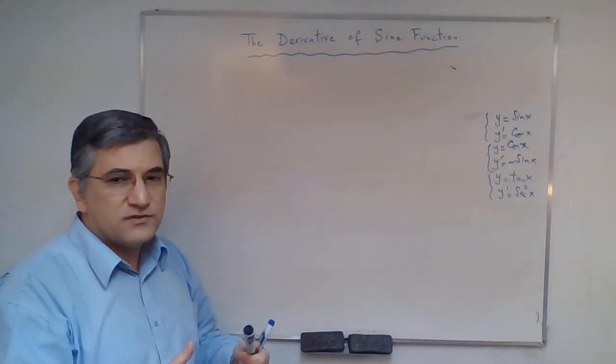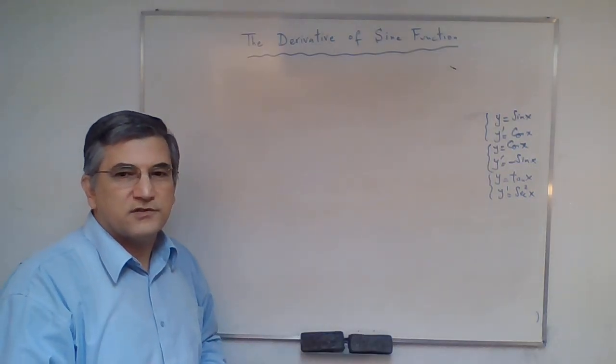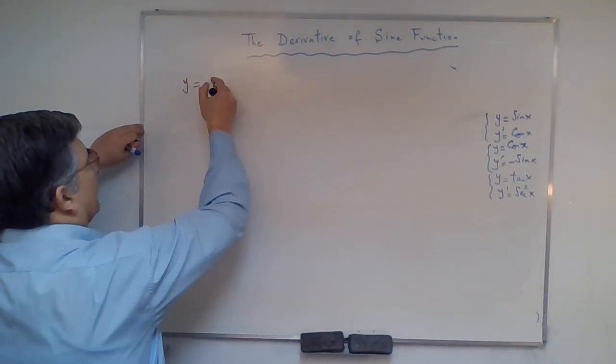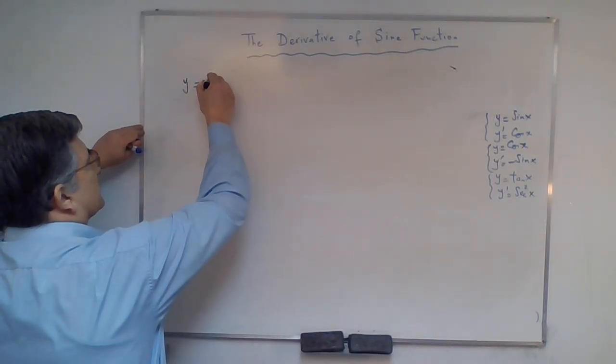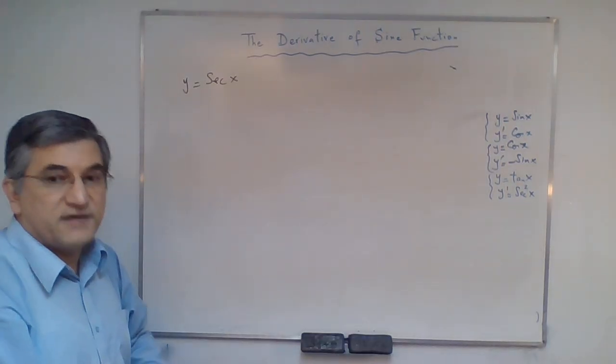In the textbook, they didn't mention these, but we just don't care about the textbook. We just do our own thing. All right, so y equals secant of x, and I wonder what is the derivative of secant of x?